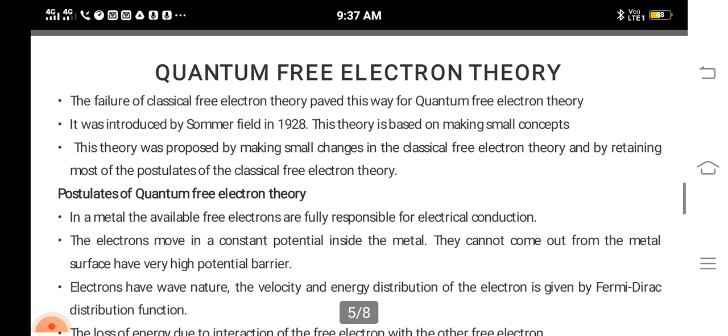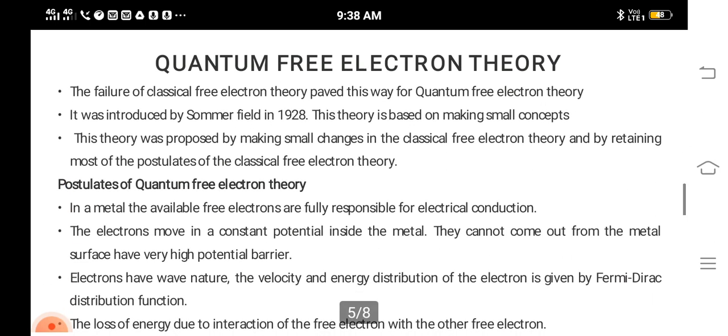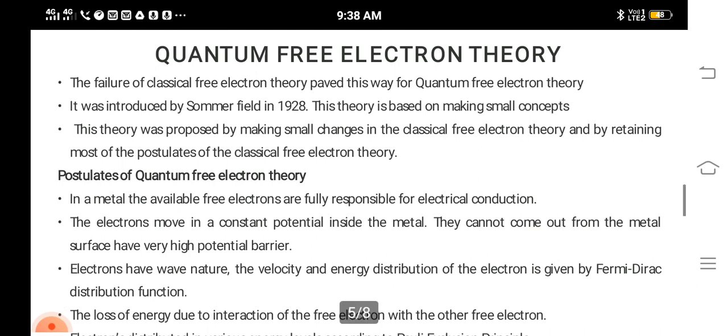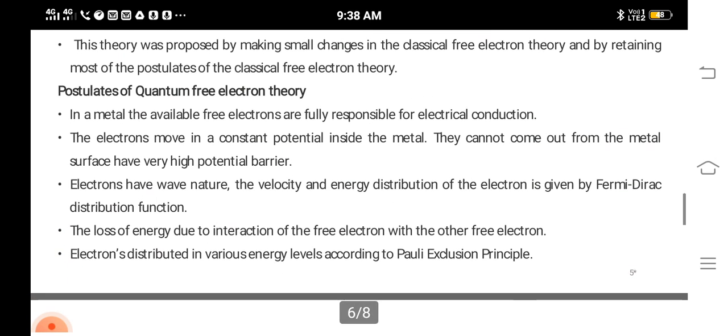Now we'll see quantum free electron theory. This theory is the evolution of the failure of classical free electron theory. It was introduced by Sommerfeld in the year 1928. What are the postulates of quantum free electron theory?